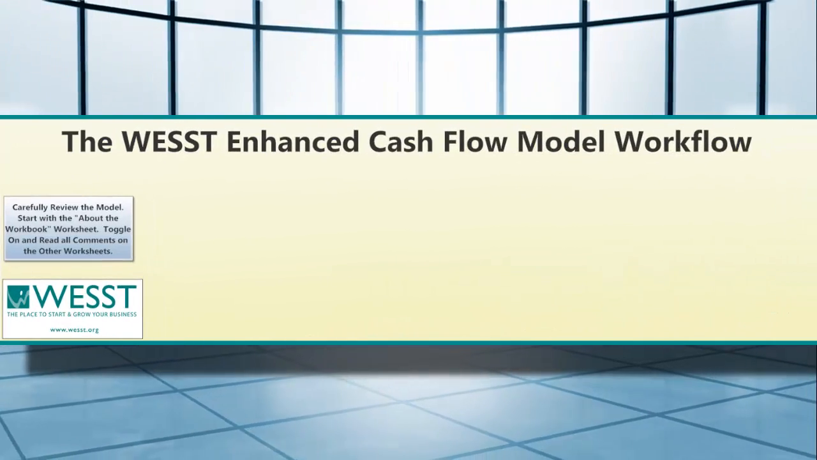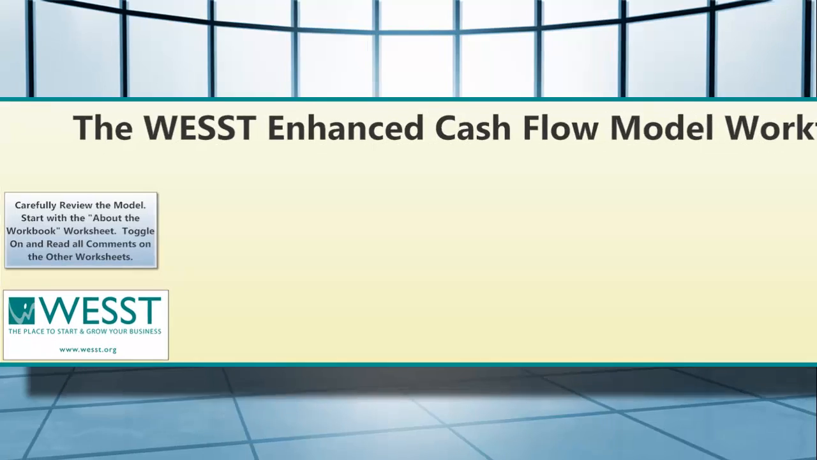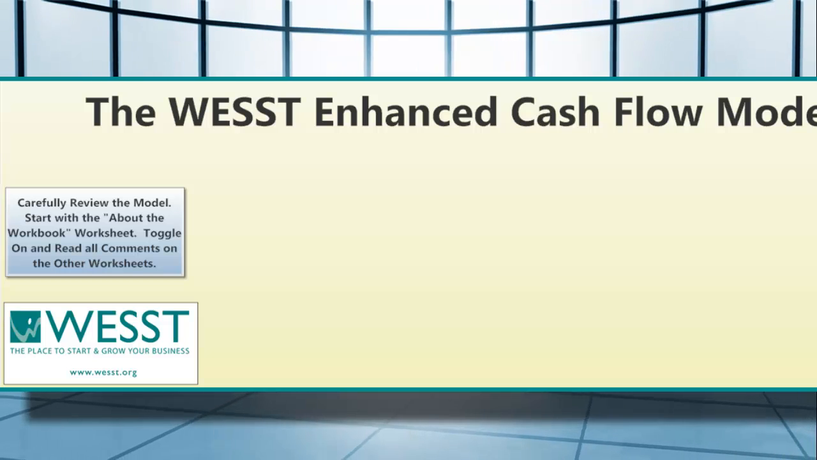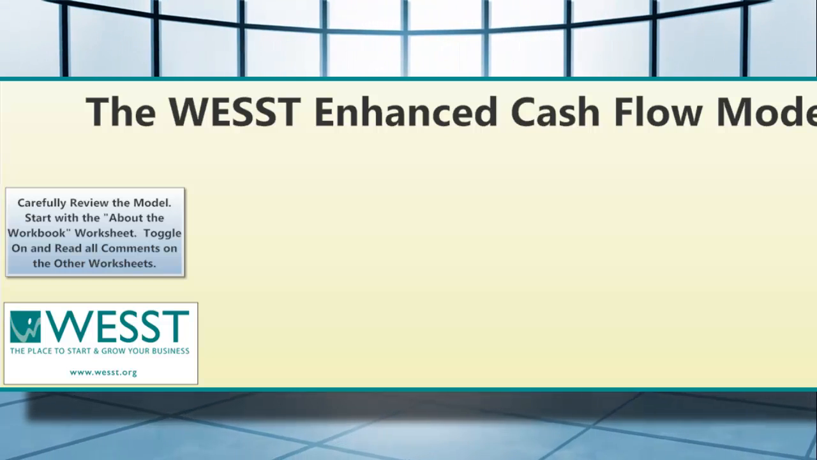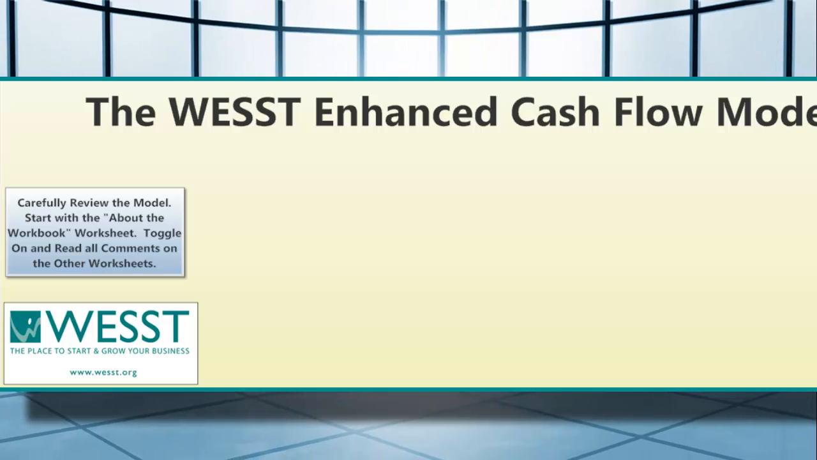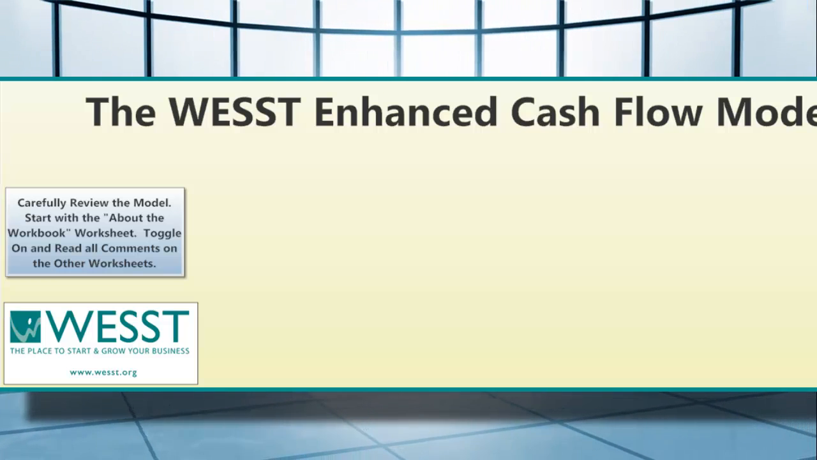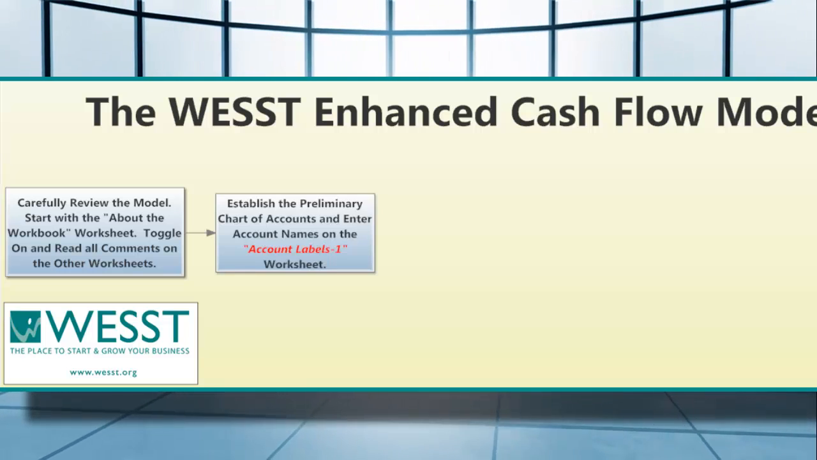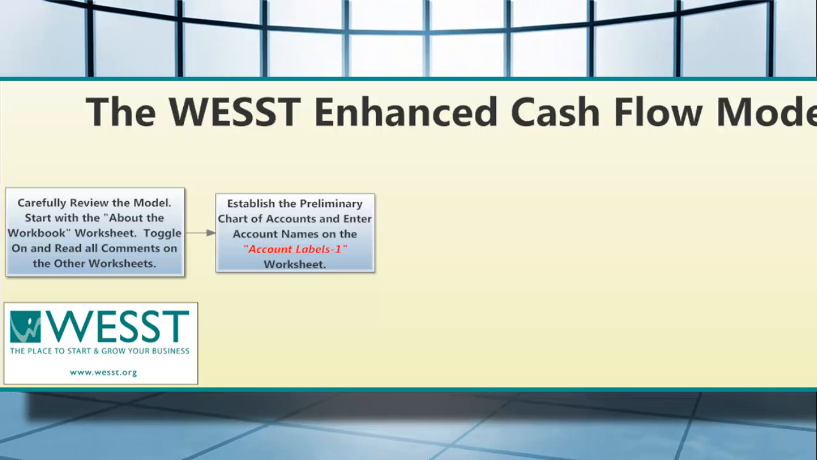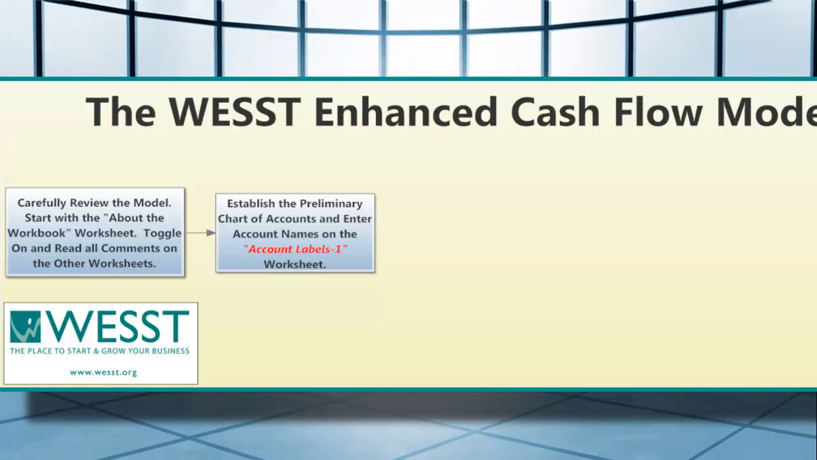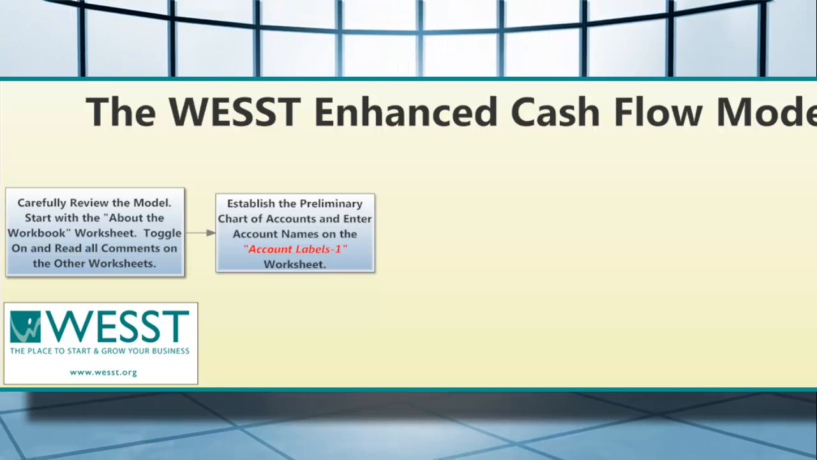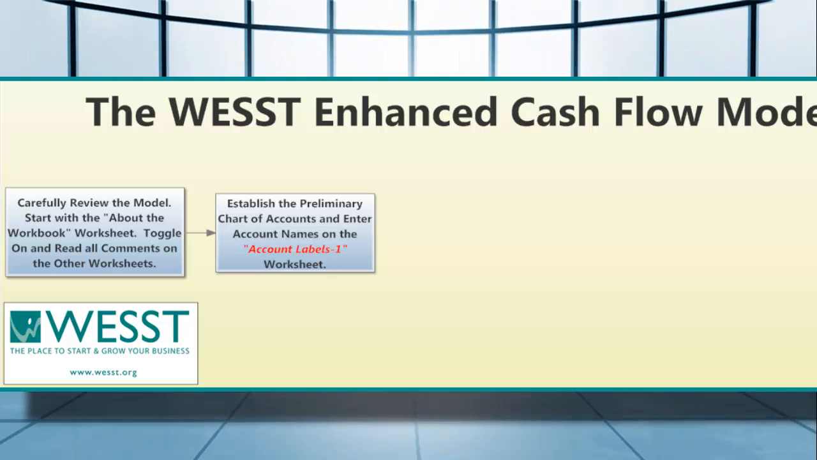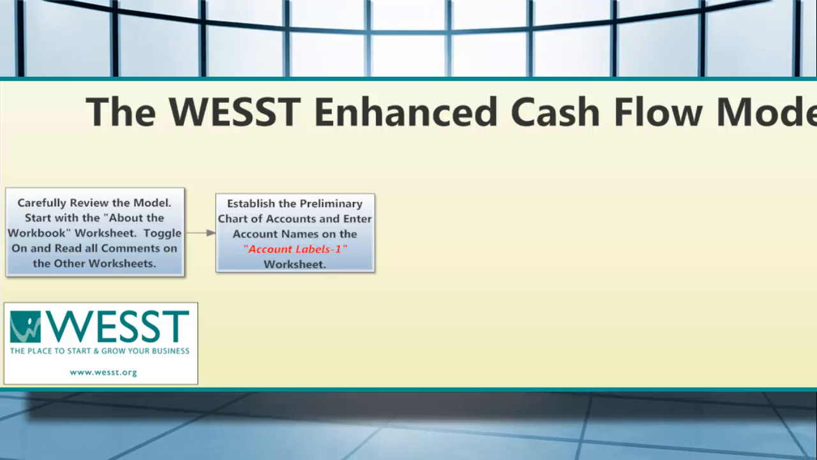Before hopping into a more detailed tour of the workbook, let's take a high-level tour of the workflow a user should apply in order to gain full advantage of the tool. As the process map suggests, the user should begin by carefully reviewing the model in its entirety, beginning with the About the Workbook worksheet. Next, the user should establish the business's preliminary chart of accounts, and then enter the account names on the Account Labels -1 worksheet. Account labels entered on this worksheet will replicate across all the rest of the workbook.